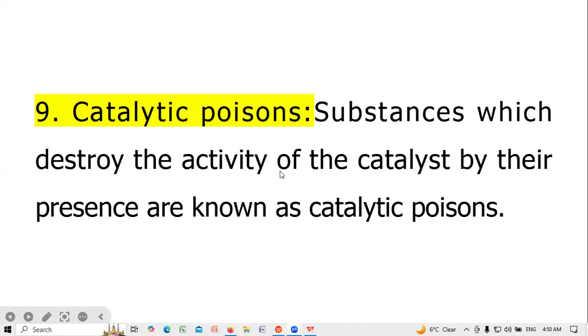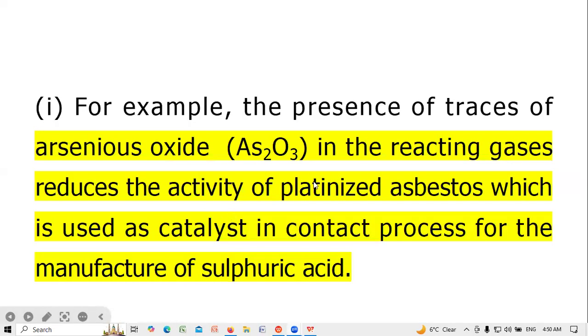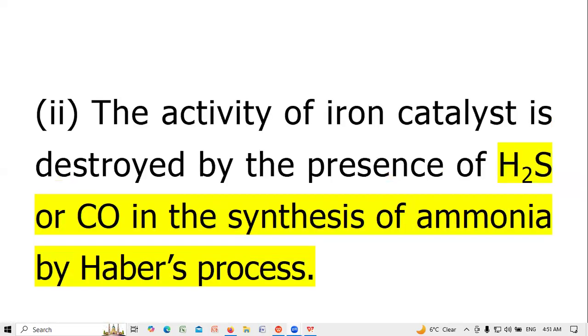Catalytic poisons are substances which destroy the activity of the catalyst by their presence. For example, the presence of traces of arsenic oxide in the reacting gas reduces the activity of platinized asbestos, which is used as the catalyst in the contact process for the manufacture of sulfuric acid.